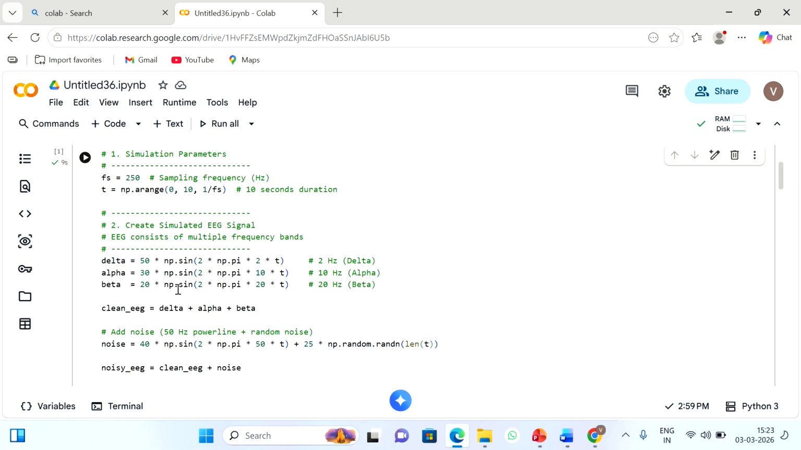So these three are the components of the EEG signal: delta, alpha, beta. Delta is a deep sleep state, alpha is a relaxed state, and beta is active thinking. And theta we will not consider here. So this is the realistic EEG signal, and the frequencies for the respective components are also shown here.